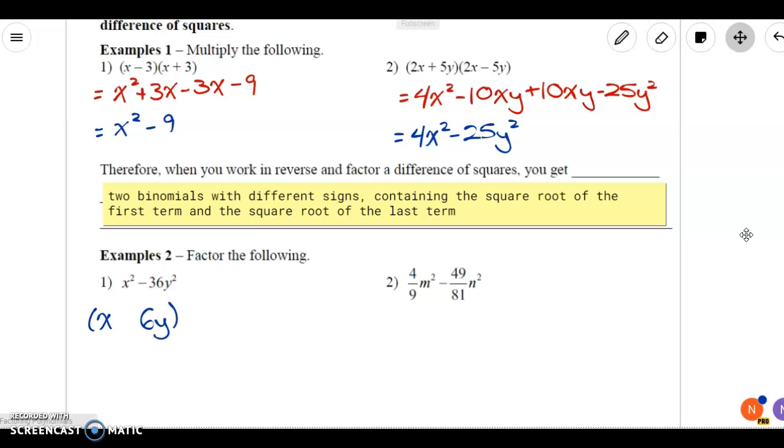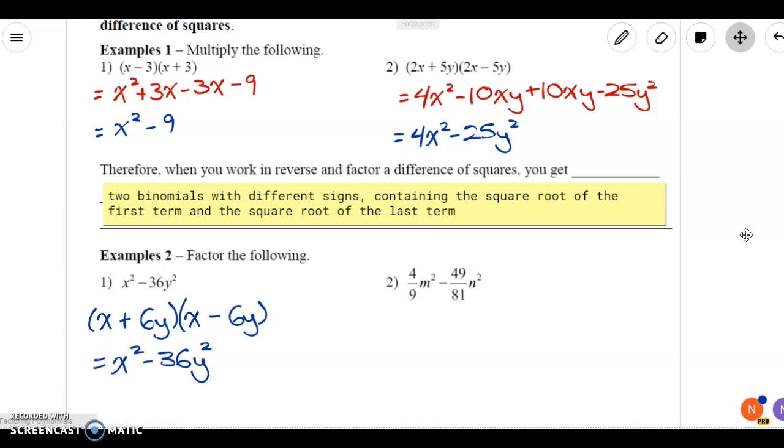And we would use that to create our binomial, and we would do the same thing again. X and 6y. And following the pattern above, one of these is going to have a plus sign, one of them is going to have a minus sign. Take a minute and multiply that out again and see if it works. X times x will give you x squared. 6y times x gives you 6xy. Negative 6y times x gives you minus 6xy. And 6y times negative 6y gives you minus 36y squared. So when you multiply that out, just to check, it does work out to x squared minus 36y squared.